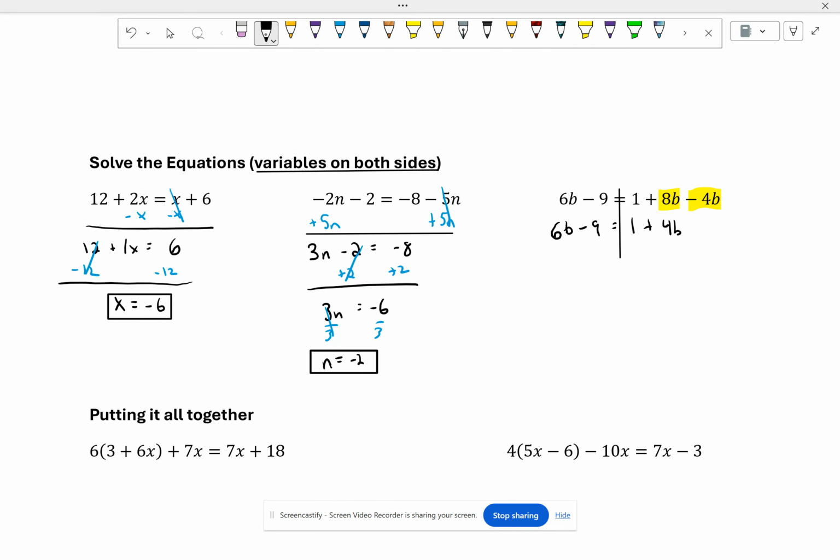Now that I have a variable on both sides, I want to get them all on one side. So I'm going to get rid of the smaller one, the minus 4b on the right side. But if I do it to one side, I got to do it to the other side. 4b subtract out. And now I have 6b take away 4b's, and that's going to leave me with 2b's left. Minus 9 equals 1. Add 9 to both sides.